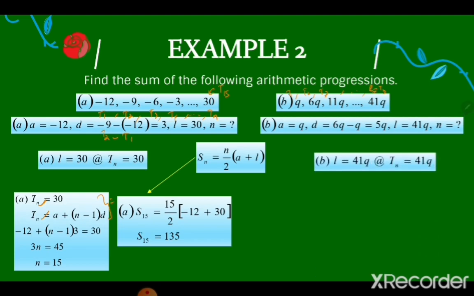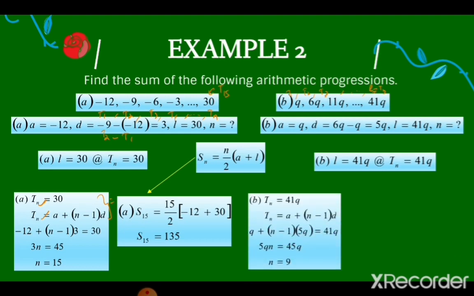First of all, we know that when l equals 41Q, it means that Tn is also 41Q. By applying the formula for the n-th term of an arithmetic progression, we can say that Q plus n minus 1 times 5Q is equal to 41Q. So you solve this equation, and you have n is equal to 9. So that means that 41Q is the 9th term of the series.